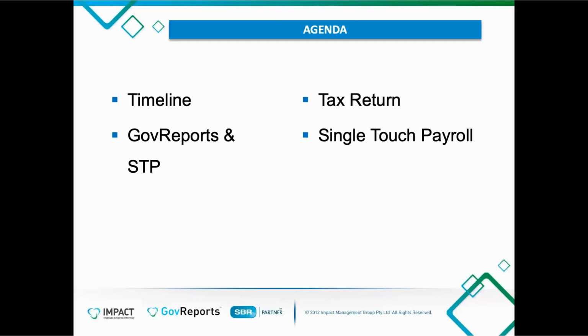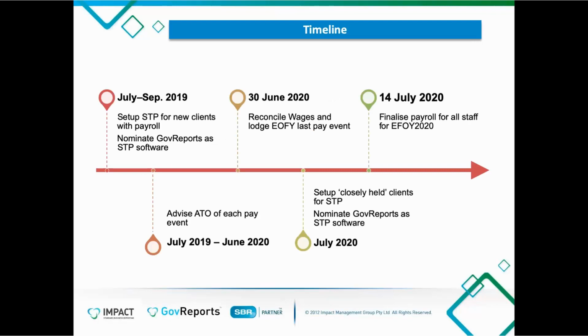So let's begin. For me, I just wanted to mention a timeline. You guys, I'm sure, are very aware of this. We started last July with our smaller clients who now need to be on STP, and we're using GovReports. As of the 30th of June 2020 will be their first year of finalisation. So I guess the big thing is to remember that we're not doing payment summaries for most of our clients' payroll. Again, you will have to look and see whether you've got voluntary agreements for contractors or you've got your closely held.